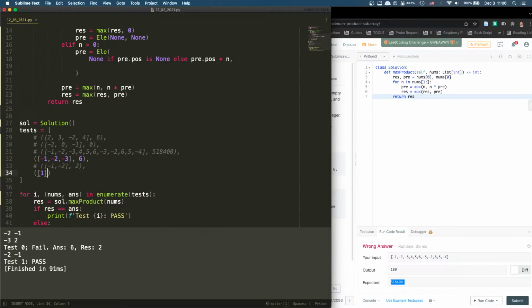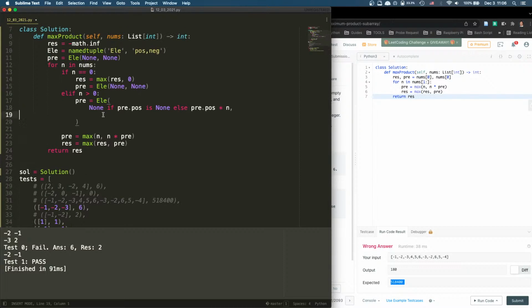So one value, negative value, right? So that's the positive. Negative, we're gonna say none. Well, hold on, because I'm positive. If the previous one is, hold on. If pre is none, then it just be n. If pre is none and I'm positive, so I will take the place. Else, the pre positive is not none, so I just multiply.